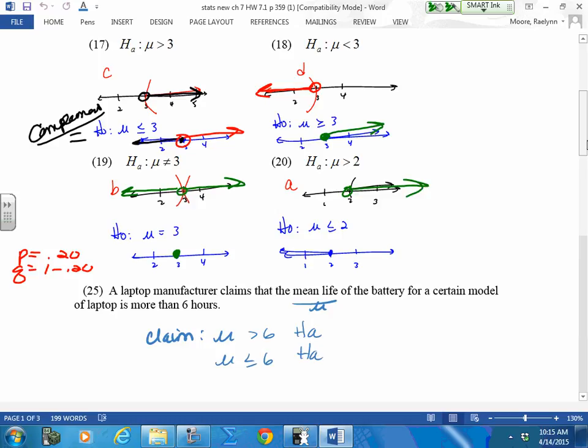Notice there's no equal sign. So less than or equal to has to include an equal sign.